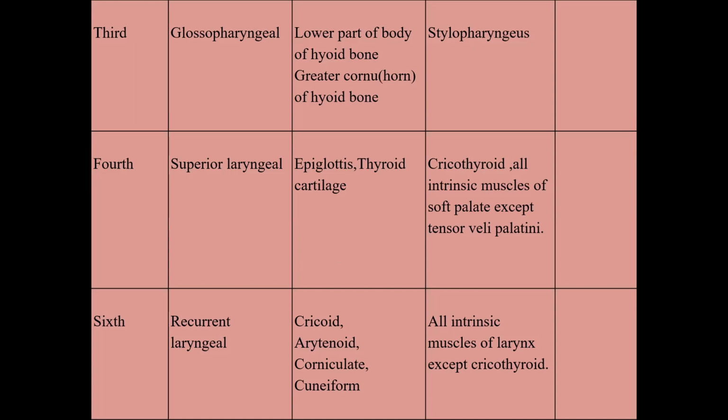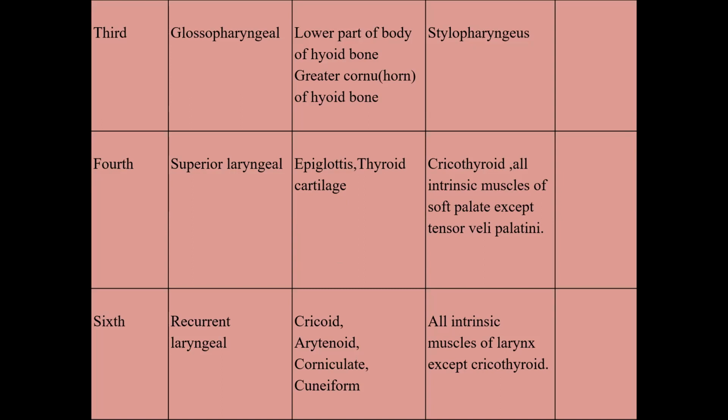And then it compensates for that: it is not supplying the tensor veli palatini, it supplies the exceptional muscle of the larynx, the cricothyroid muscle. So the cricothyroid muscle and all intrinsic muscles of the soft palate are derived from the fourth pharyngeal arch, along with the two important big cartilages of the larynx, the epiglottis and the thyroid cartilage.